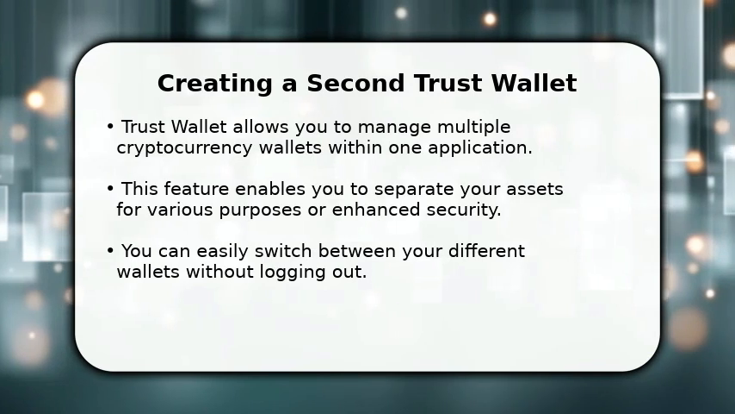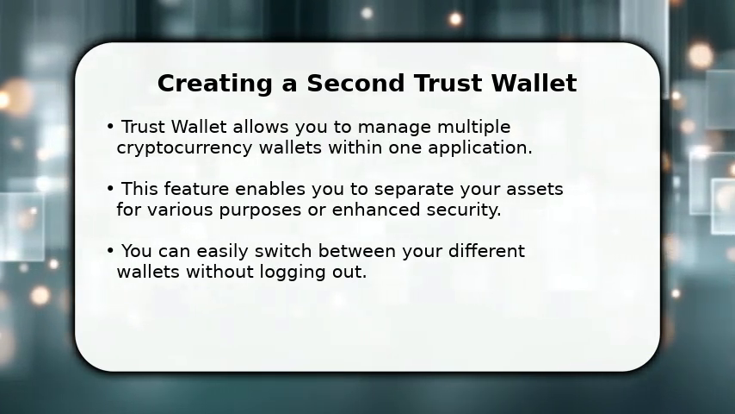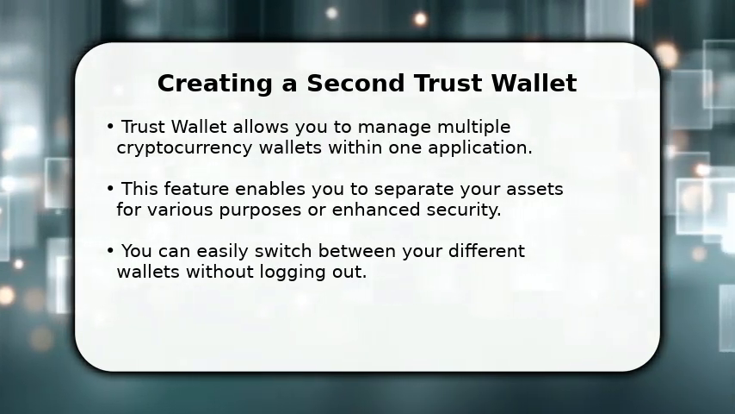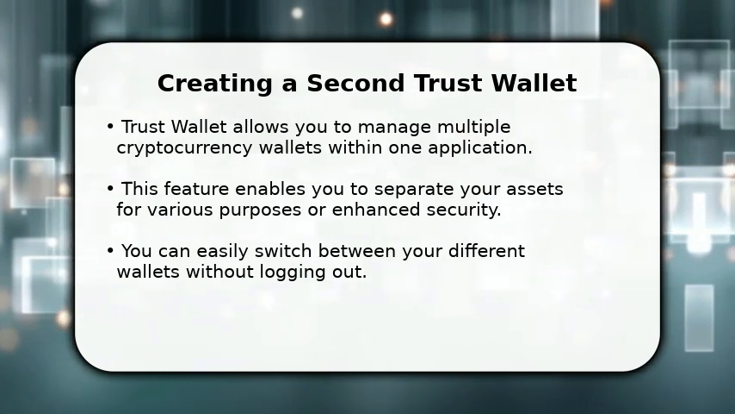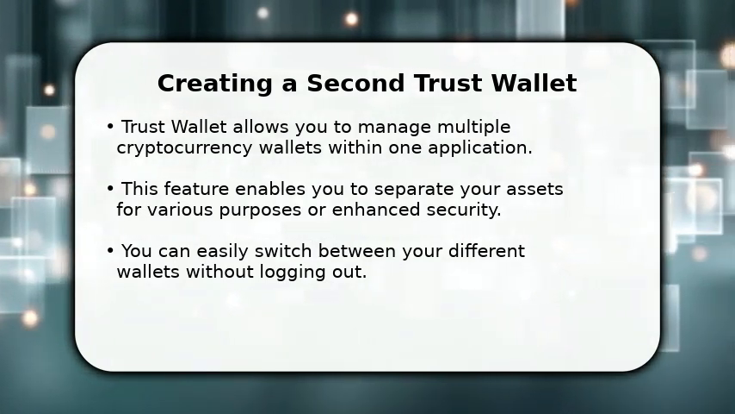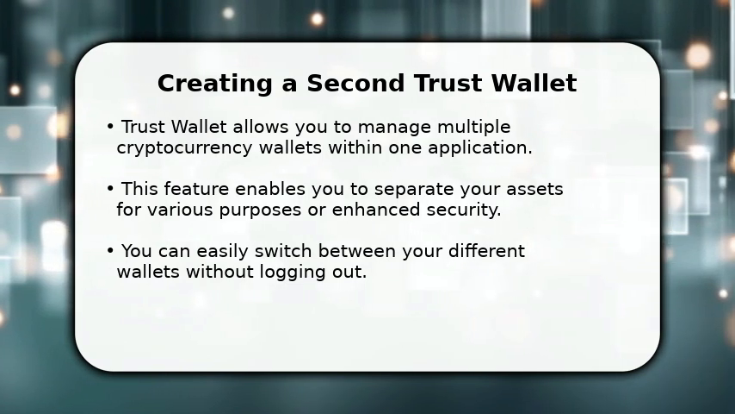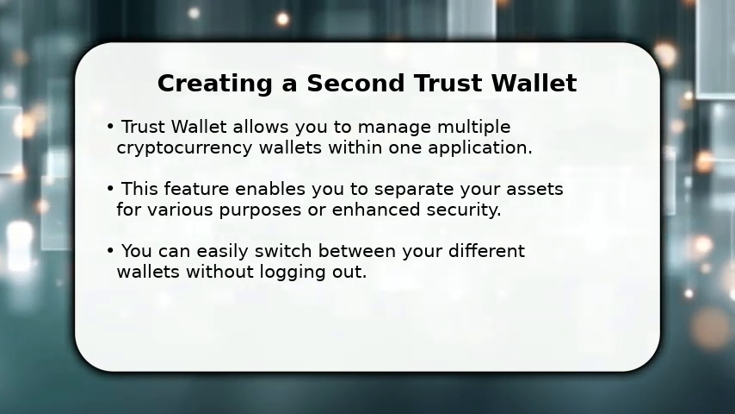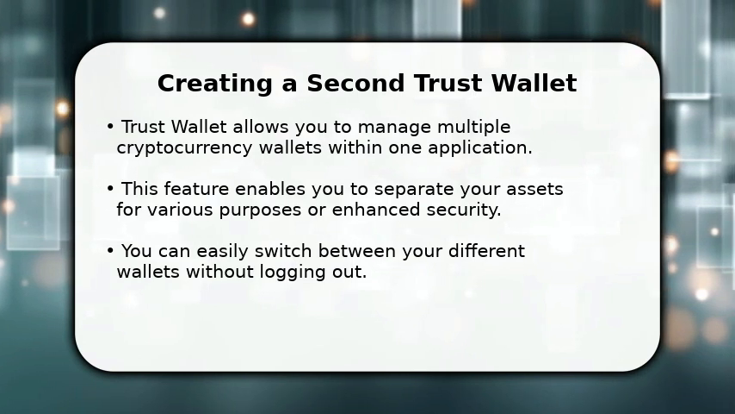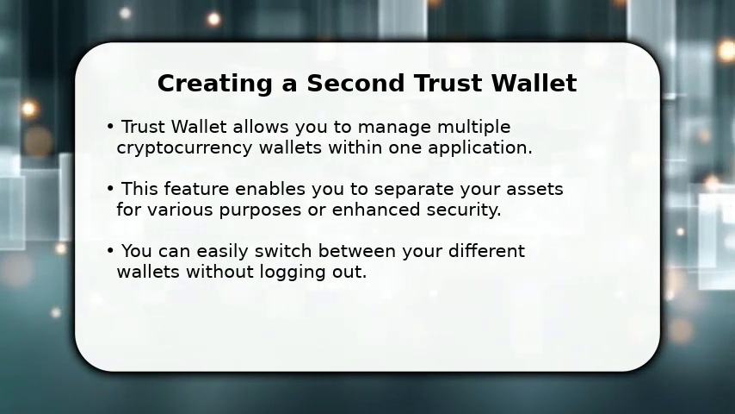In this video, I will explain how to create a second Trust Wallet. First, open your Trust Wallet application on your mobile device. Navigate to the Settings menu, which is usually represented by a gear icon. This is where you will find the option to manage your existing wallets and add new ones.